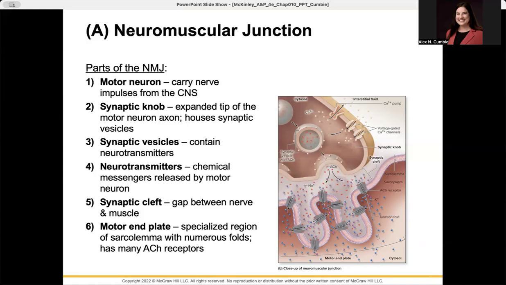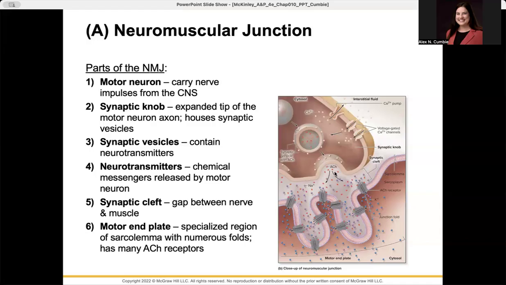So these vesicles are going to make their way to the end of the synaptic knob. They're going to fuse with the membrane and they're going to release their neurotransmitter. Neurotransmitters are just chemical messengers released by motor neurons. Okay, so in our chemical messenger, we know, okay, because it's the only one we have to memorize, is ACH, which is just the abbreviation for acetylcholine. Okay, so acetylcholine is being released from those synaptic vesicles.